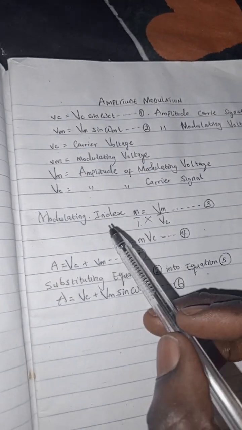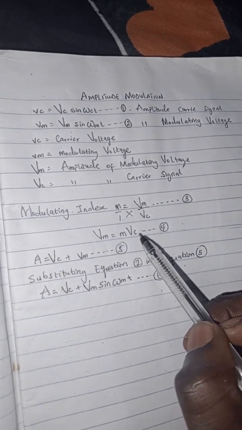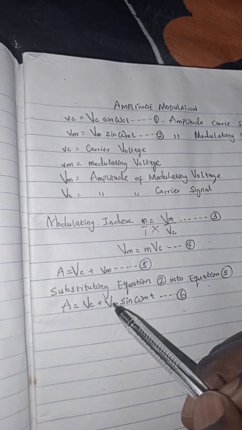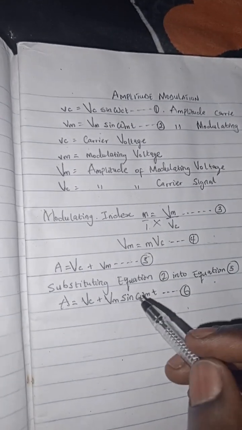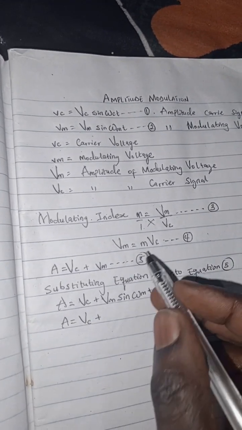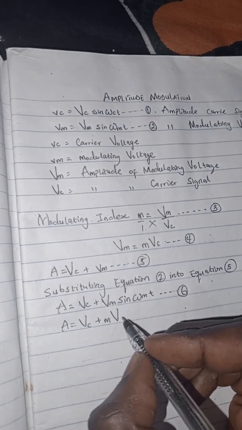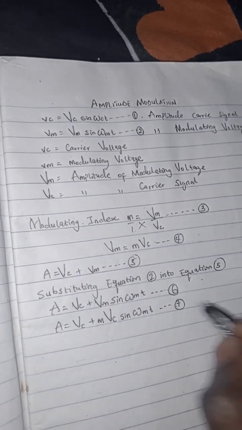Now, from our modulating index, we know that our big Vm is equal to mVc. If we are following, we explained this earlier. Our big Vm is equal to mVc. Now, substituting this Vm into this equation, wherever you see a Vm, you can substitute mVc. Let's substitute it together. Our A is equal to big Vc plus, instead of Vm, we have mVc sine omega mt. This is our equation 7.